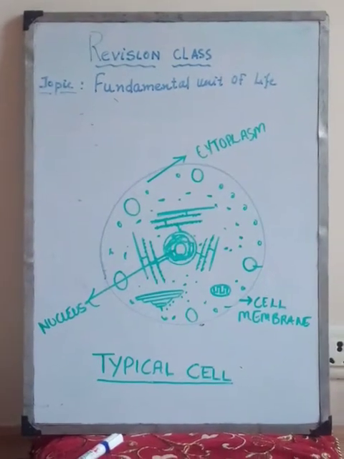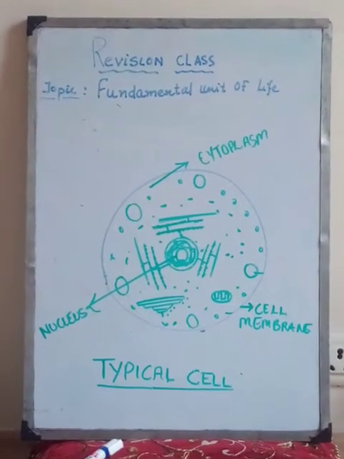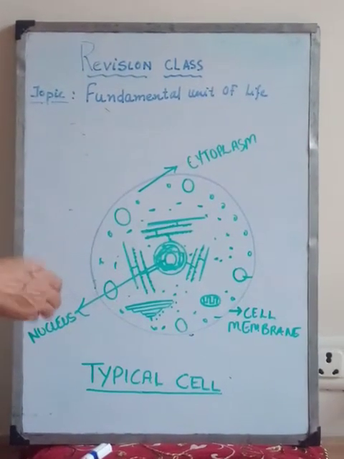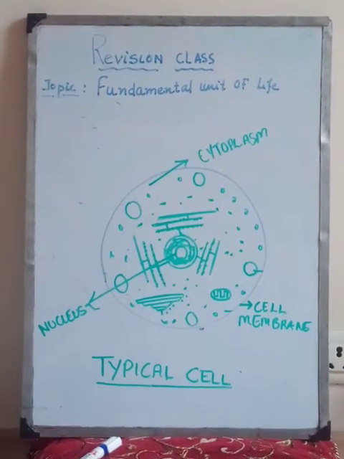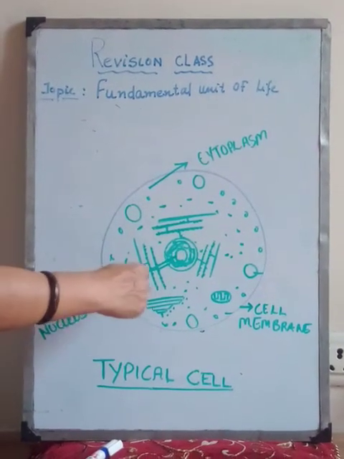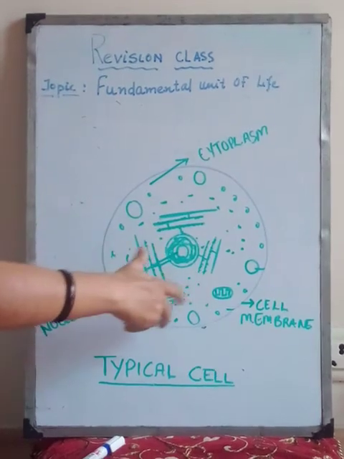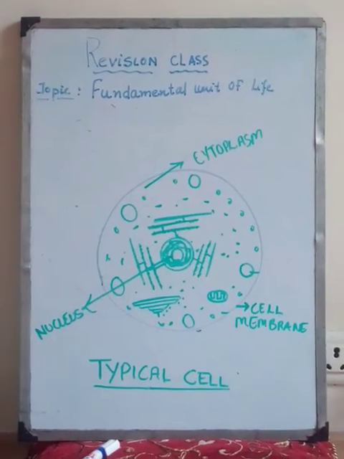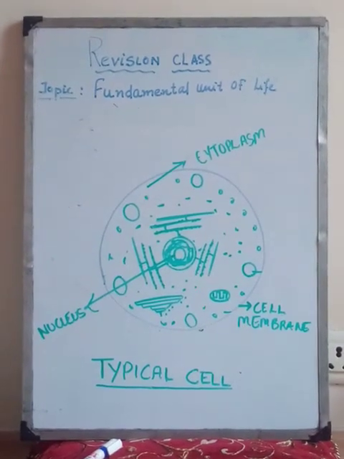Hypotonic solution: the medium surrounding the cell has a higher water concentration than the cell. So students, naturally the movement of water will occur from outside to inside, and because of that the cell will swell in size. Then we have the isotonic solution.